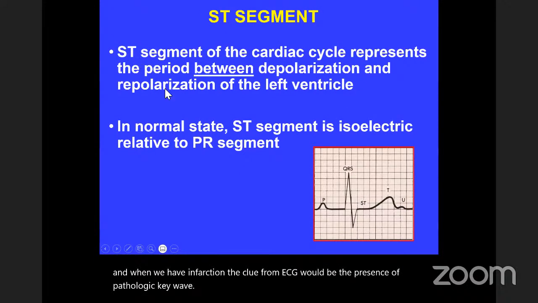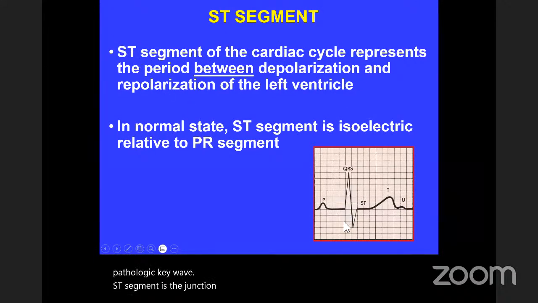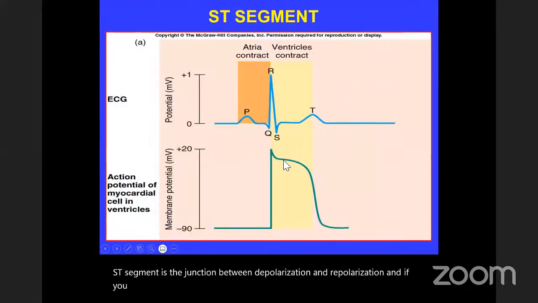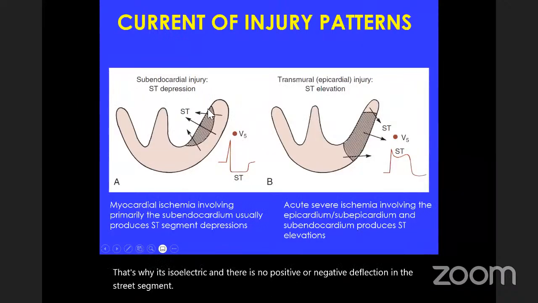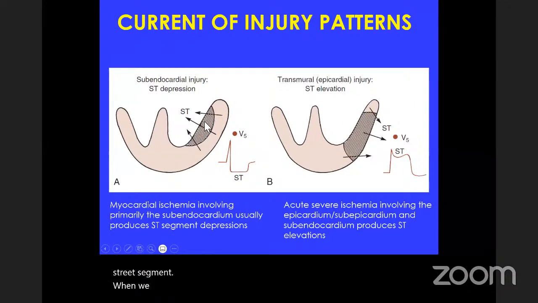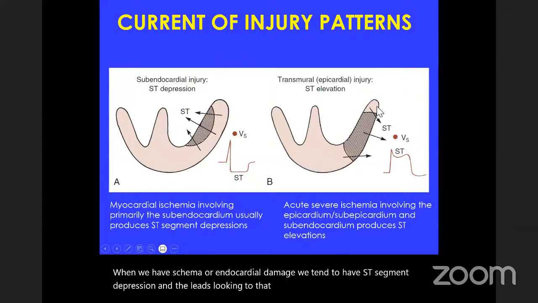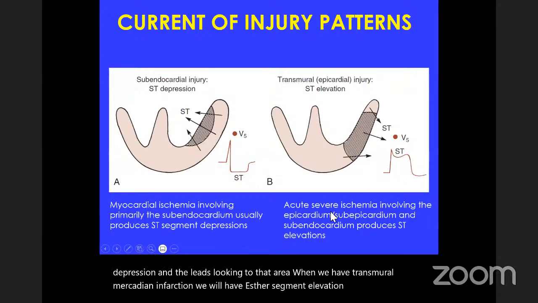The ST segment is the junction between depolarization and repolarization. If you look at the action potential of the myocardium, it is at the plateau phase of the action potential. That's why it's isoelectric, and there is no positive or negative deflection in the ST segment. When we have ischemia or endocardial damage, we tend to have ST segment depression in the leads looking at that area. When we have transmural myocardial infarction, we will have ST segment elevation in the leads looking at the area of infarction.